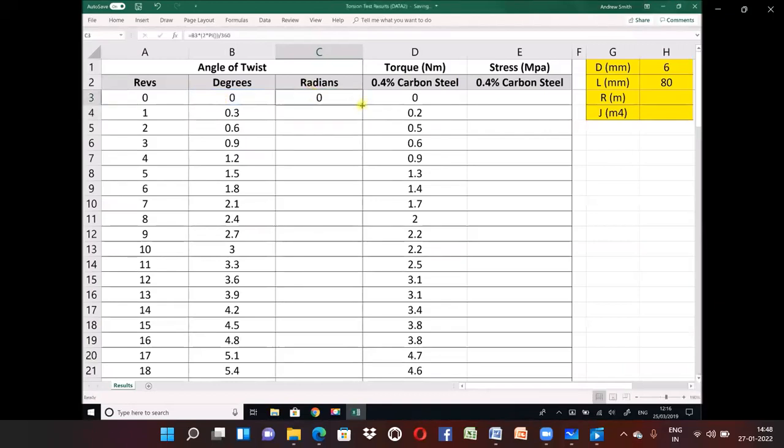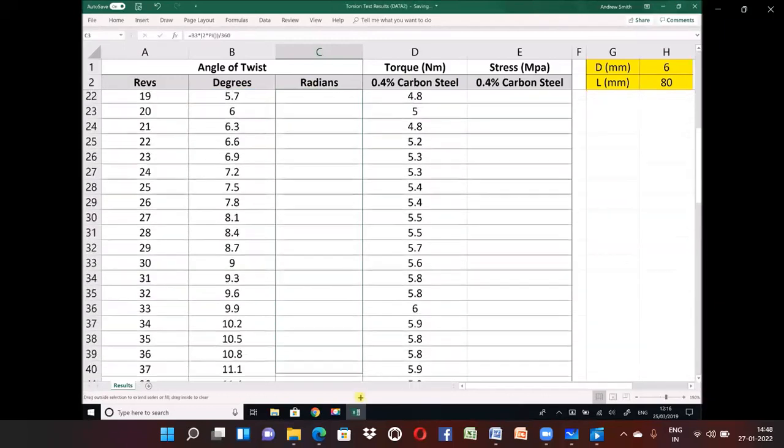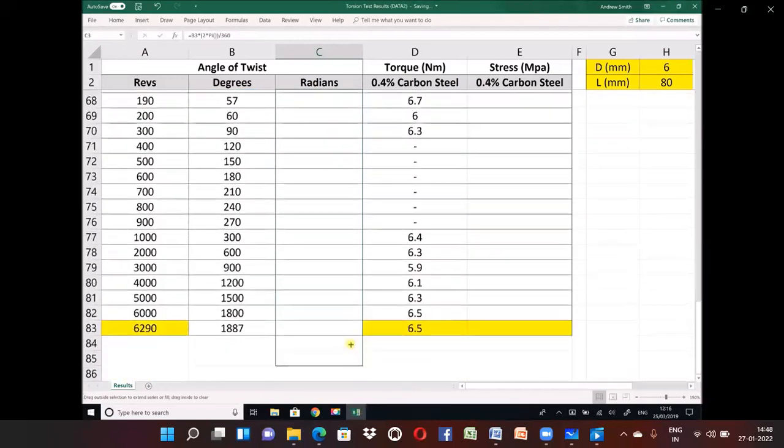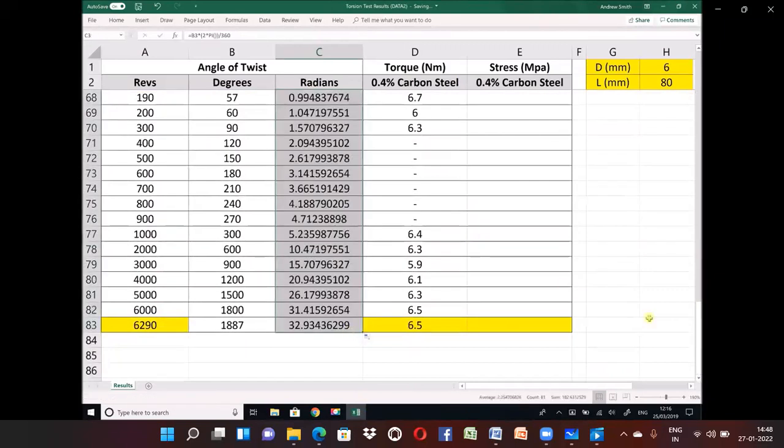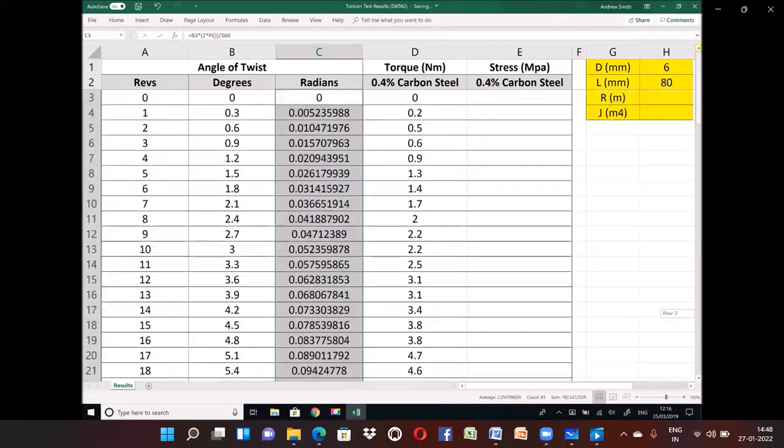We can then copy that formula down, and that will populate that column for us. If you're not comfortable with the conversion there, you could have done the conversion of times 2 pi over 360 on your calculator and then multiplied each of the values in this column by that conversion factor. 2 pi over 360 is actually 0.01745, so you have the option to do it that way if you prefer. But since we're using Excel, we may as well use the functions that are available in Excel.